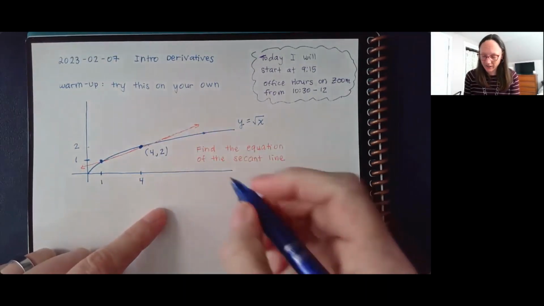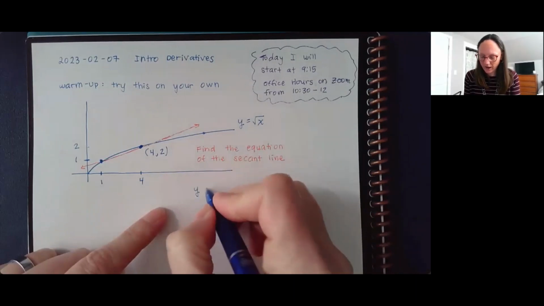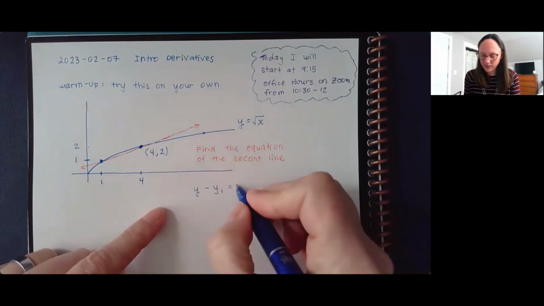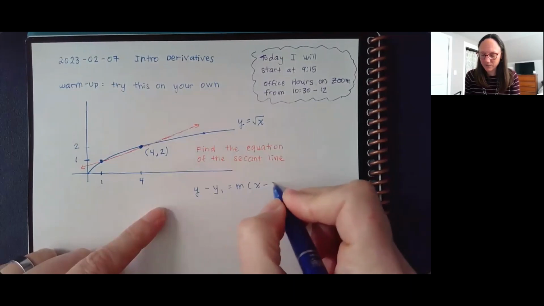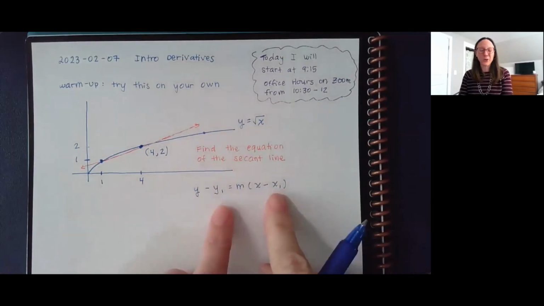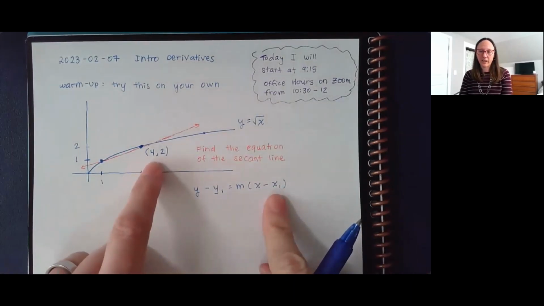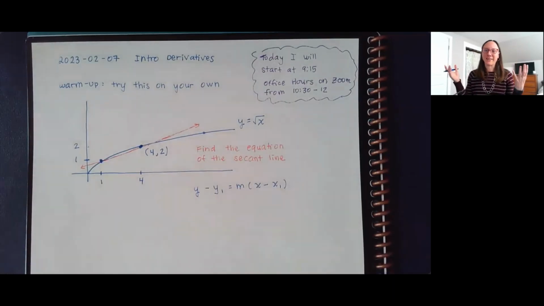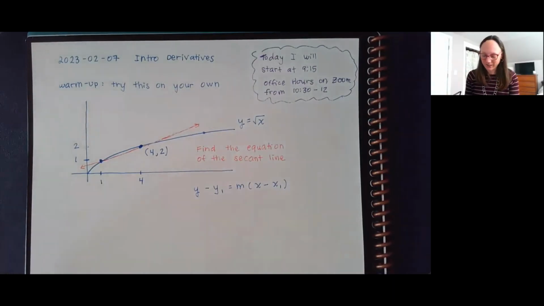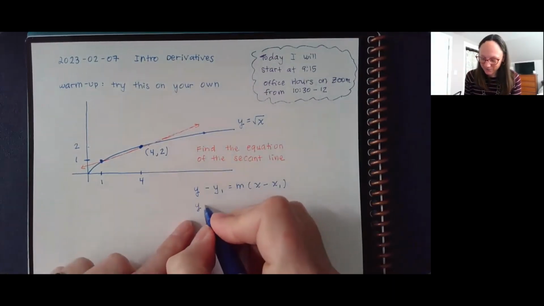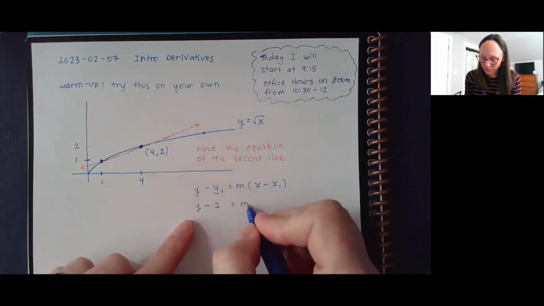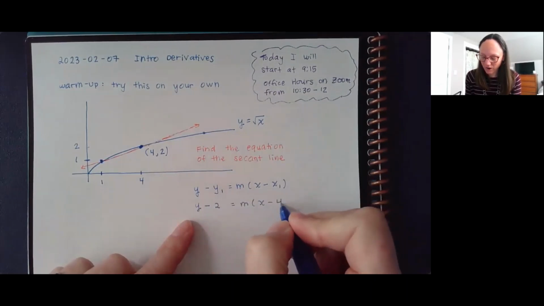Generic equation of a line, I'm going to write as y minus y1 is equal to the slope times x minus x1. And I'm going to go ahead and substitute that point in right now. Always thinking about partial credit, looking to do the easy stuff first. So I'm going to plug in the 2, plug in the 4.